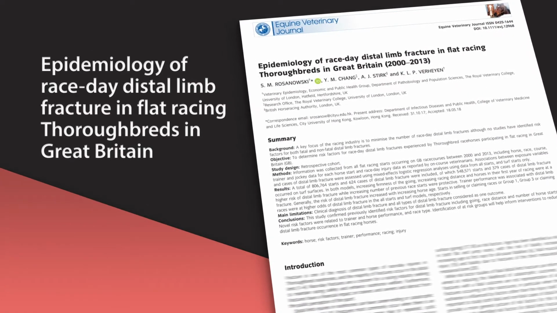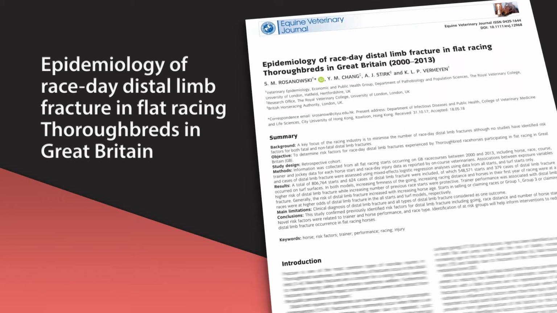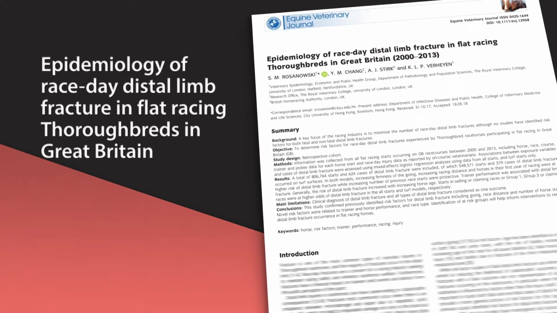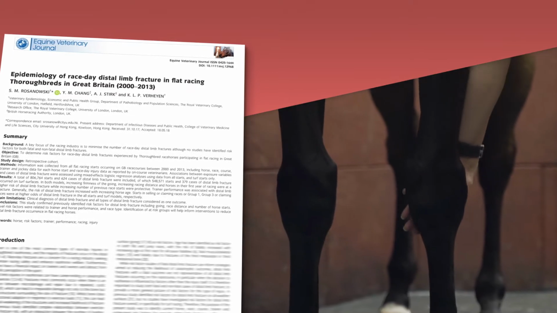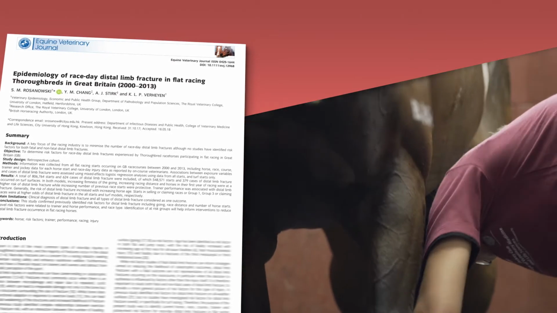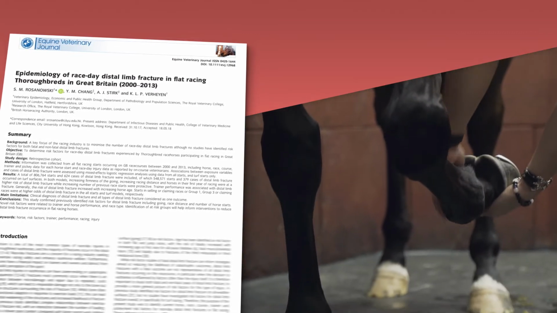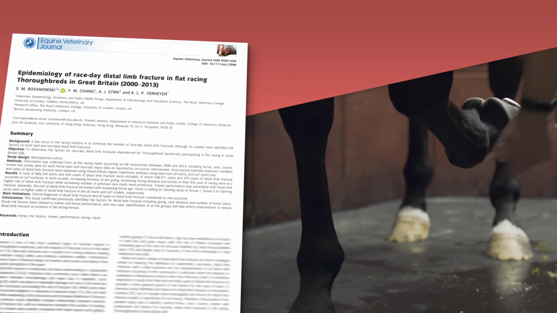Epidemiology of race day distal limb fracture in flat racing thoroughbreds in Great Britain. To recap, the topic is a kind of injury which can occur in racehorses, fractures in the distal limb. The purpose of the study is to find out whether injuries like this happen more often under certain circumstances.